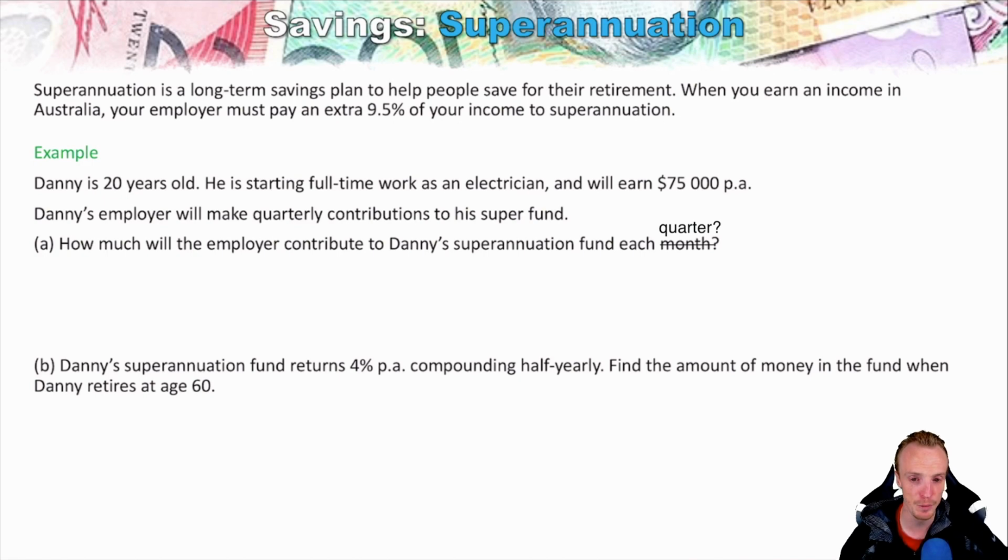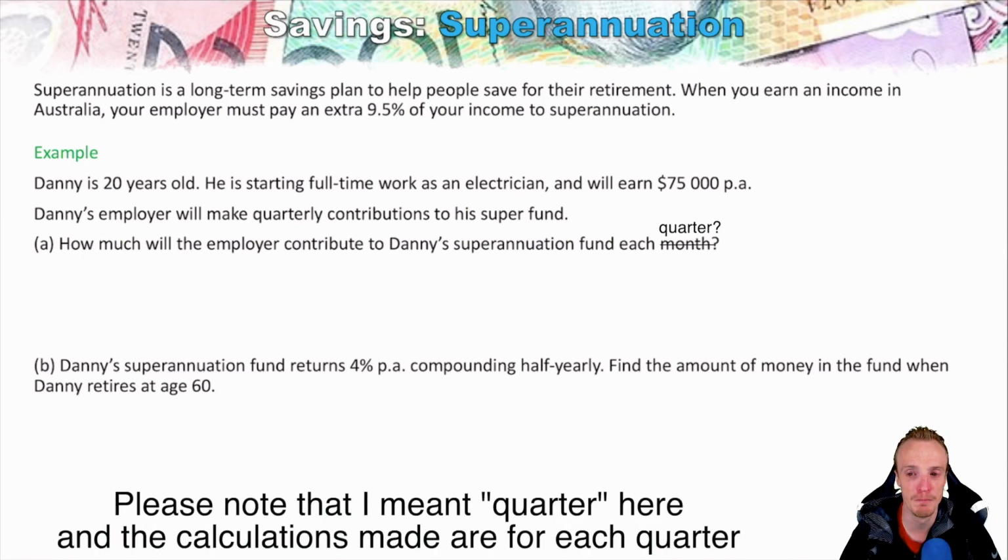But here, in our example, Danny's currently 20 years old. He started full-time work as an electrician, where he'll earn $75,000 per annum. Danny's employer will make quarterly contributions to his superannuation fund. So the first thing we need to look at is how much Danny's employer will contribute each quarter. The contribution is going to be 9.5% of the $75,000, and that will give you how much is going to be contributed per year. But we've got to be very careful in these questions, because it's not yearly contributions. In this case, it's quarterly contributions.